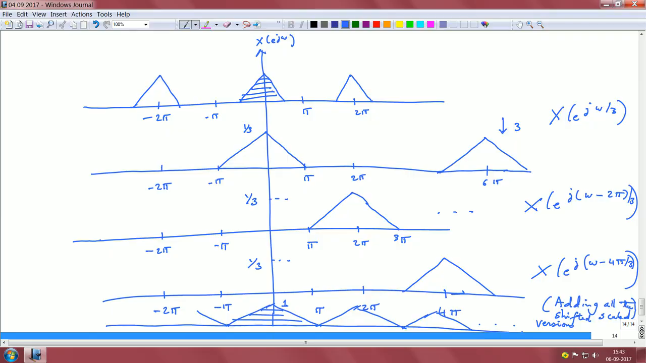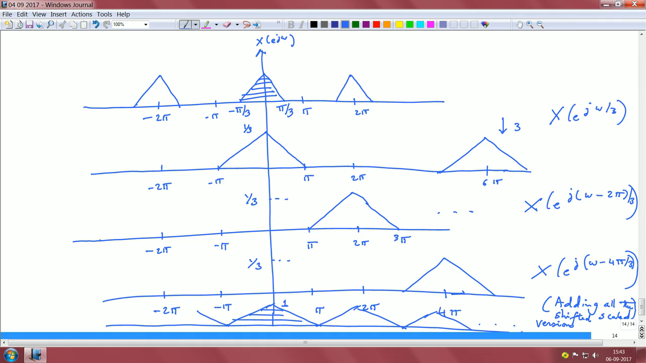But let us try to recap what the downsampling process does. Here is an example where we consider the spectrum of a signal. We have a baseband signal here. Let us say it exists between minus pi by 3 and plus pi by 3, and it is basically periodic with 2 pi. Let us assume that we have something like this, or we just have 3 copies here.